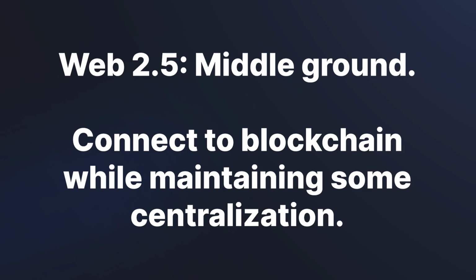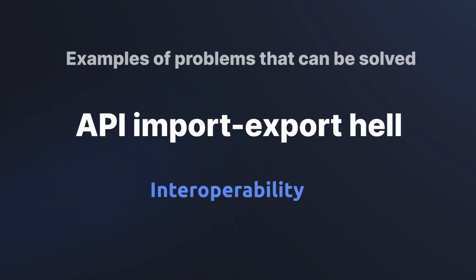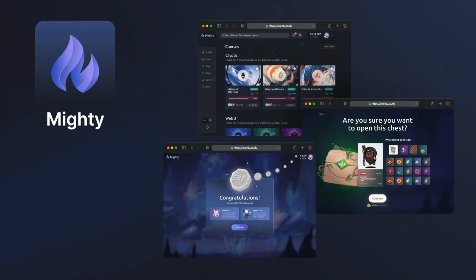So in this case, Web 2.5 is the middle ground where you use blockchain in certain features, but the core of your app is centralized. So one of the examples of problems that can be solved is what I call API import-export hell. And it's solved by a property of blockchain called interoperability. So I'm going to give you an example of what we do and how we solve this kind of problem.